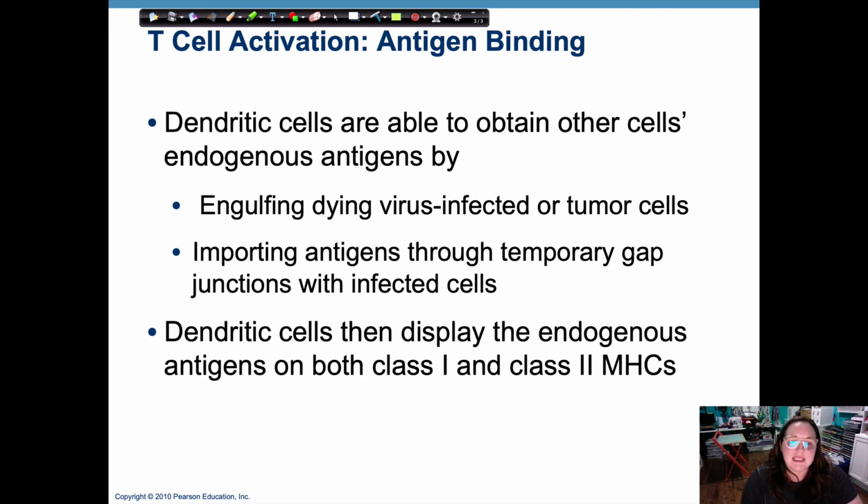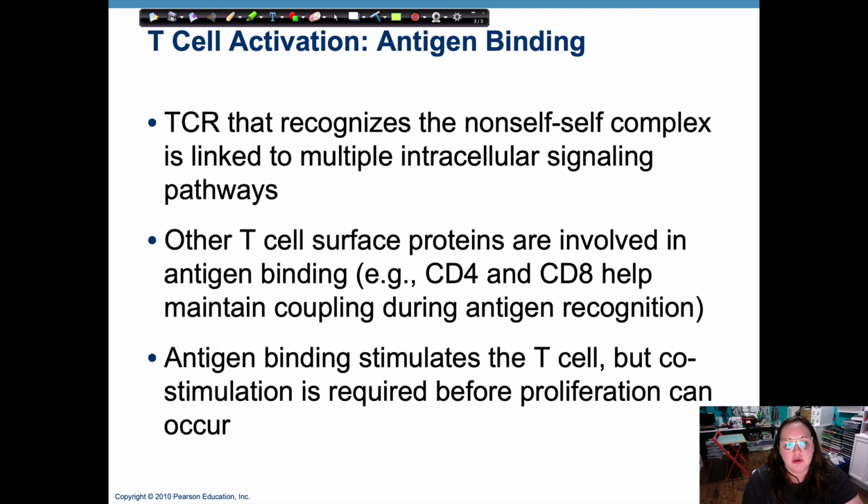So dendritic cells are able to obtain other cells' endogenous antigens, again, by engulfing them, and then importing those antigens onto the surface of the cell. And they can display those antigens on both class 1 and class 2 MHC molecules. Now, these T cell receptors that recognize the non-self complex are going to be linked to a whole bunch of pathways.